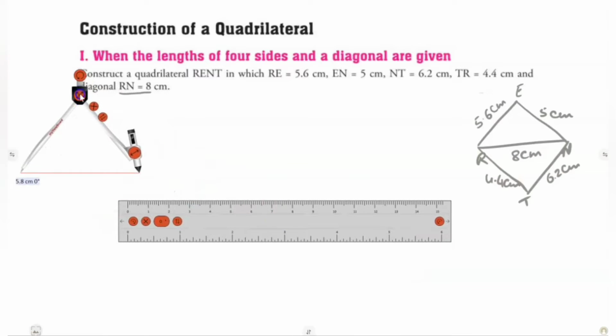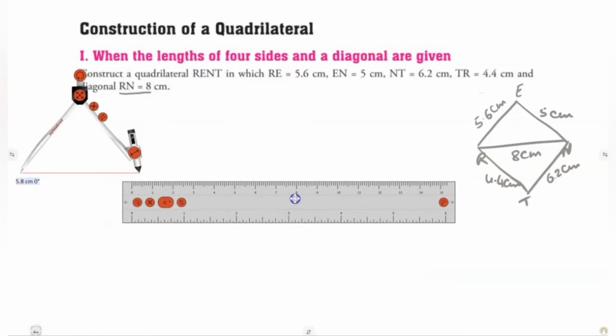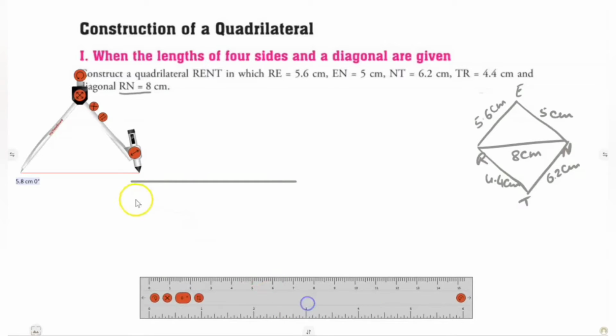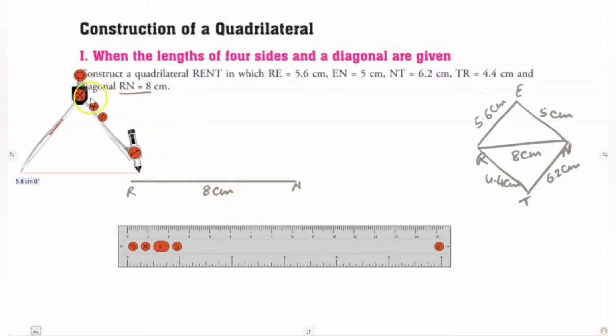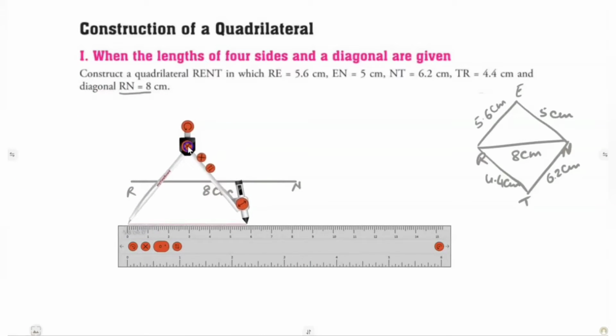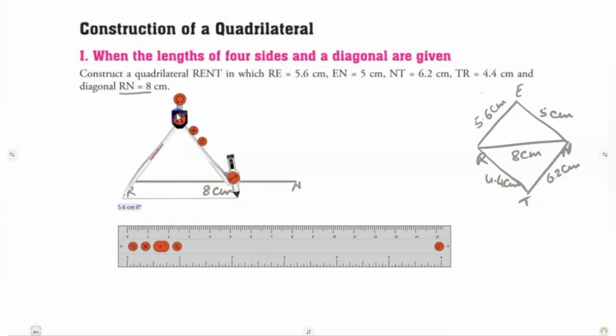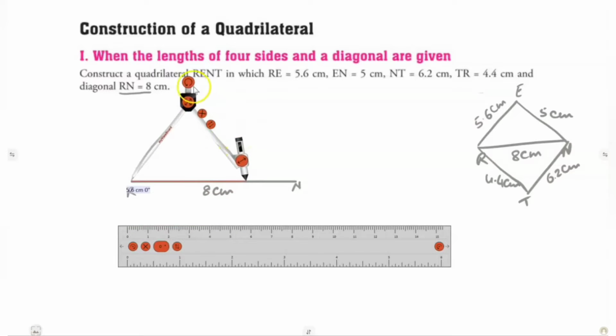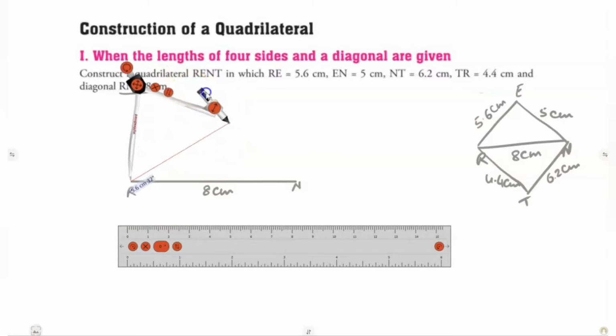Now let us start the actual construction according to this rough sketch. Take a ruler and draw a line segment of length exactly 8 centimeter. Name this as RN, and write down 8 centimeter. Next, step 2, take a compass and open the radius up to 5.6 centimeter. Take exactly 5.6, and with R as center, draw an arc on the top.